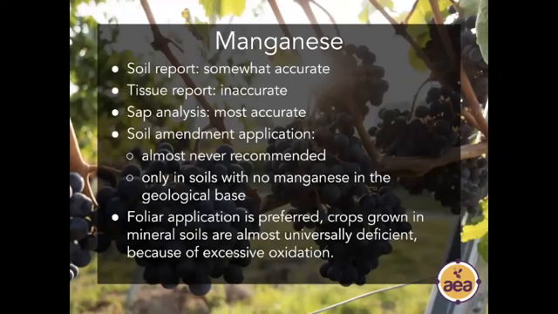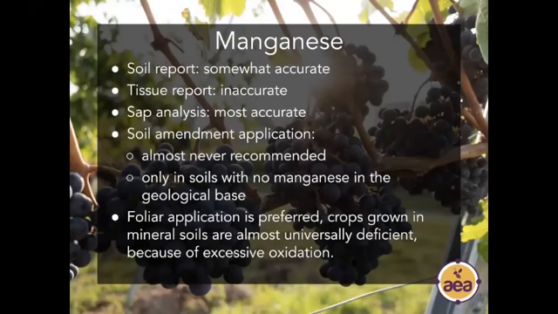There's a similar case with manganese, with some slight differences. Manganese and iron are not quite the same. What we have observed is that the soil report is somewhat accurate at showing what is available for plant absorption. The tissue report is grossly inaccurate, does not correlate to, well, let me clarify.